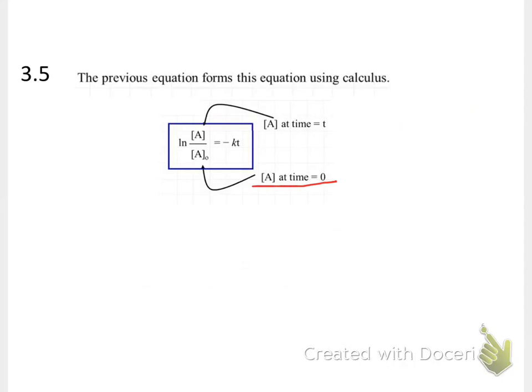And A0 means at time 0, so that's the initial concentration, right? And then we can look at any time t, and we're given an answer of minus kt. And the k is the rate constant, right?